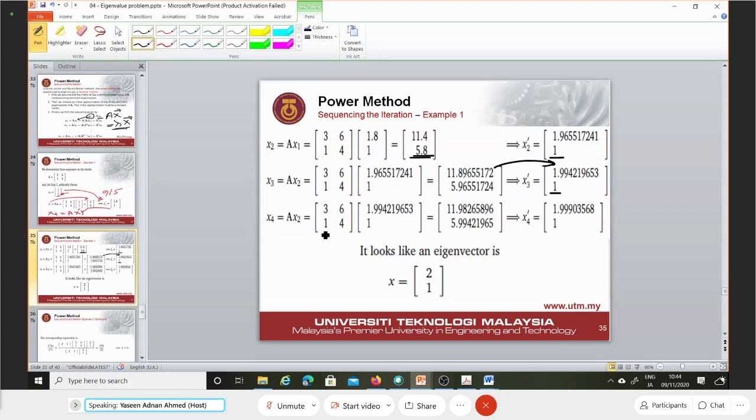And you can see that these are the vectors, right? These are the eigenvectors. These eigenvectors are actually almost the same, 1.9942, 1.99 something. So we can say that the eigenvector is reaching convergence, and it could be approximately 1 and 2. Normally you need to calculate the error, because this is an iteration process. You already know that the current value minus the previous value divided by the current value will be the error for this iteration.